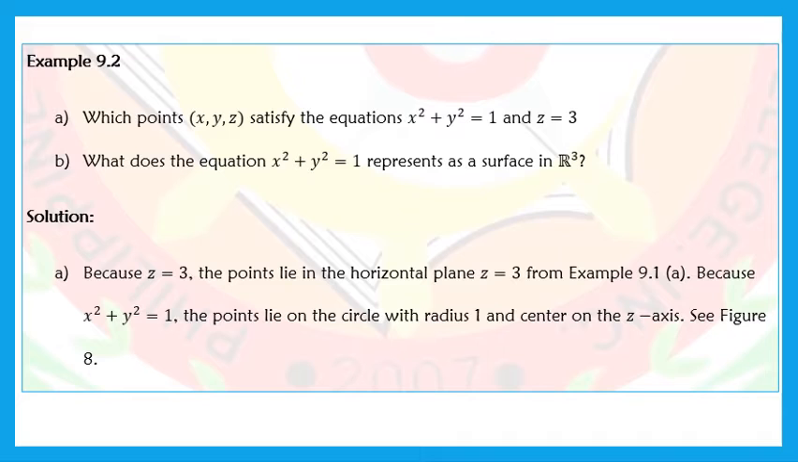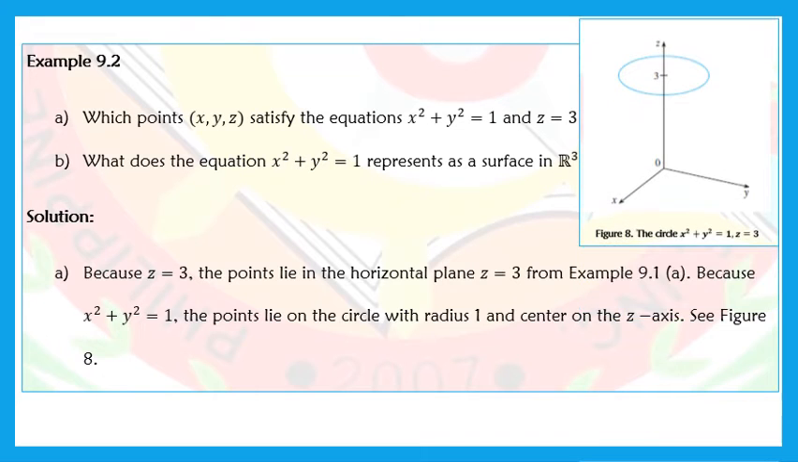Because yung z equals to 3 class, the points lie in the horizontal plane z equals to 3 from example 9.1. So, ang graph nito is a horizontal plane, yung sa previous example natin. Then, yung x squared plus y squared equals 1 is, that is a circle. The points lie in the circle with radius 1 and center on the z-axis. So, ito yung figure niya.